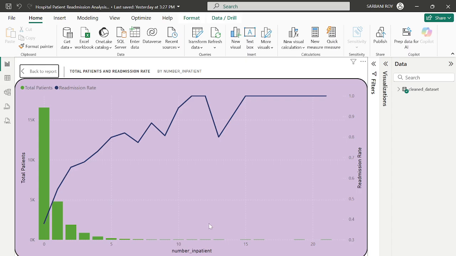Now, to summarize this chart, most of the patients have zero prior inpatient visits, shown by the taller green bar. As inpatient visits increase, the patient count drops. However, the readmission rate rises sharply with more inpatient visits. After about 10 to 15 visits, readmission becomes almost certain. This proves that patients with multiple past hospitalizations are the highest risk group and they need special monitoring and care plans.